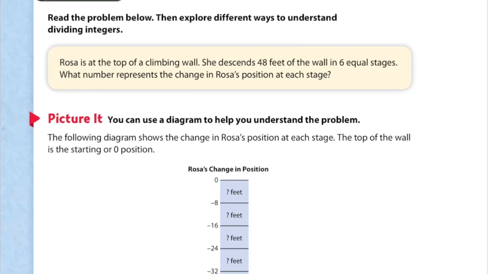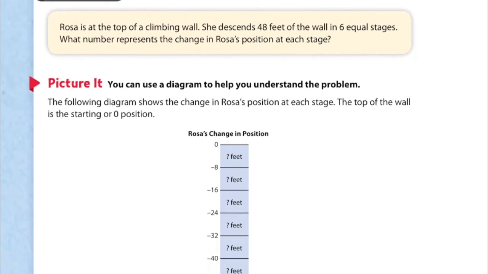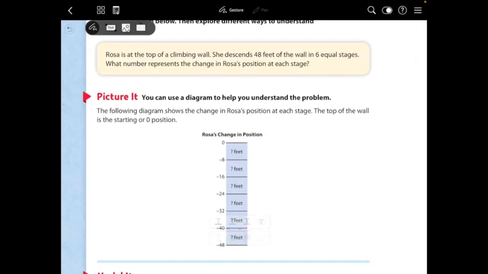In this example, our book decided to make a model. They knew that she had to travel downward from 0 to 48. Now you may be asking yourself, why did they make this negative? Well, it's because Rosa has to descend down this wall. It's not like she's ascending or rising up. So she's descending the wall in 6 equal stages. They knew that she had to go down from 0 to negative 48, and she had to do it in 6 equal parts.